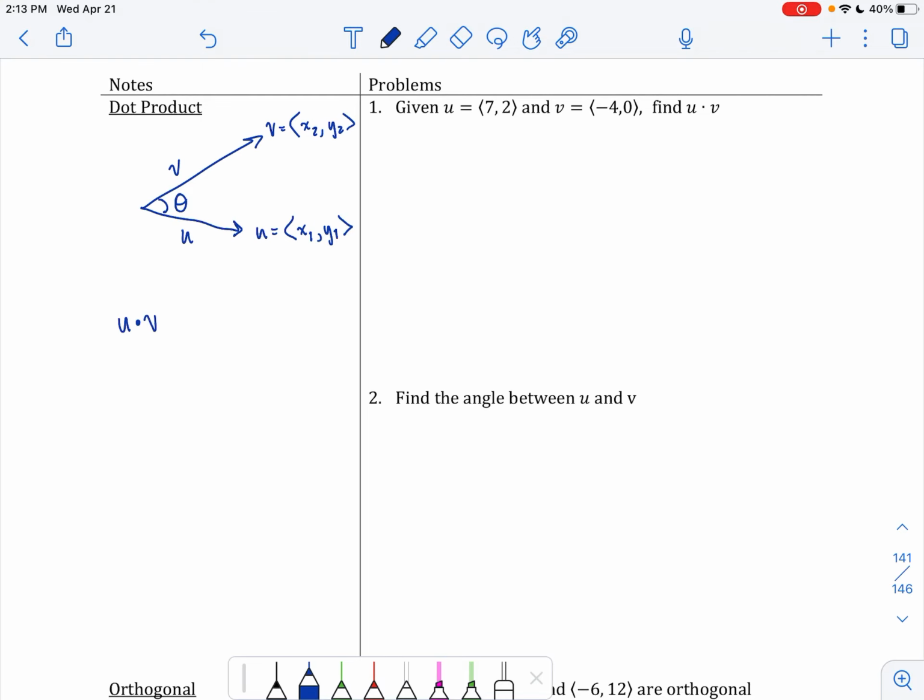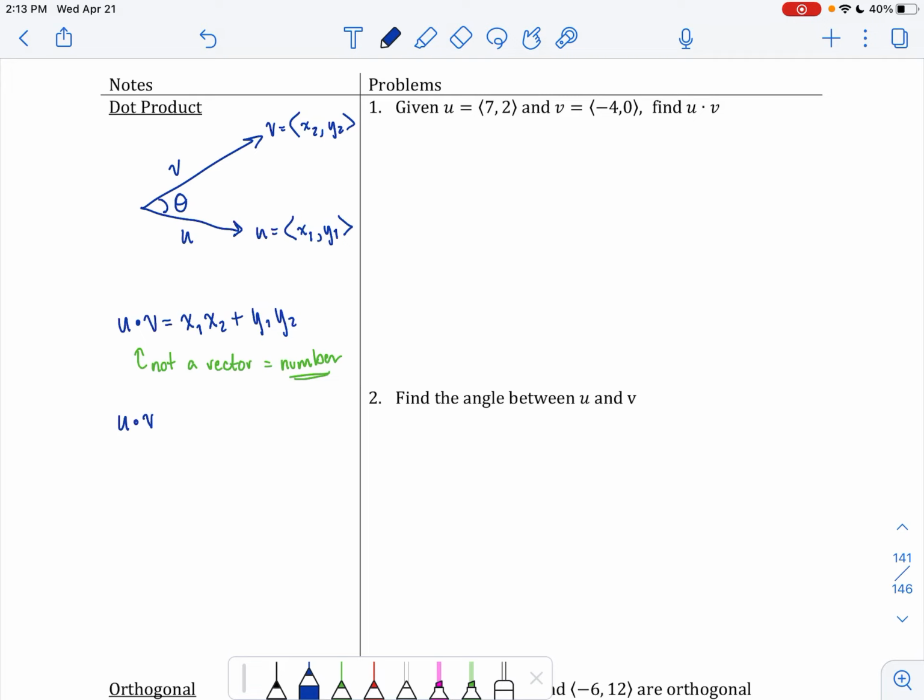We call this U dot V. It's the dot product. The simple way to find the dot product is you just multiply the x terms and the y terms. So we say x1, x2, plus y1, y2. Now here's the important thing: this is not a vector. It will always just equal a number. So no vectors, just multiplication and addition.